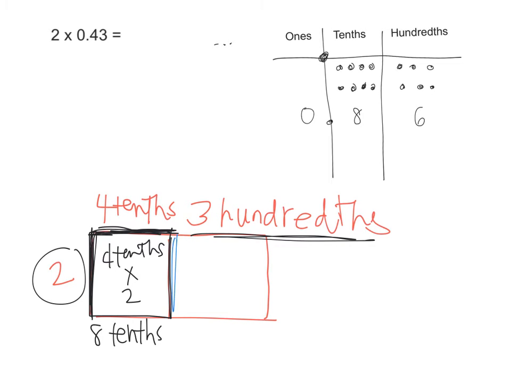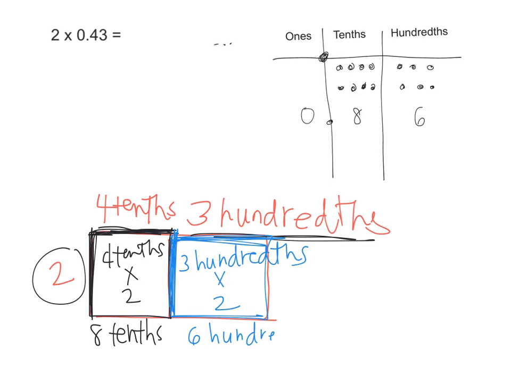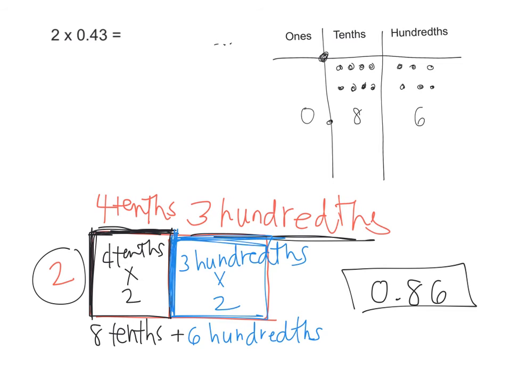Now if I want to find the area of this part of the rectangle, I know that the length over here is 3/100, and the length over here is 2, so I have to multiply that by 2. 3/100 times 2 is 6/100. So by finding the area of each section of this rectangle, I can see that the total area, I would have to add it up, is 8/10 plus 6/100. In standard form, that would be 8/10 and 6/100. So my final answer is 86/100.